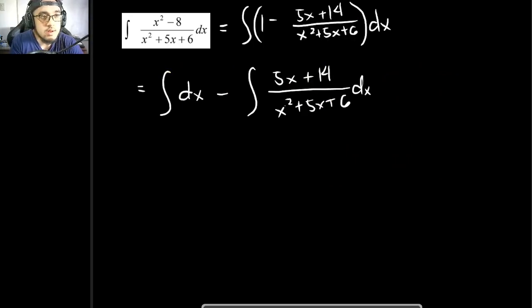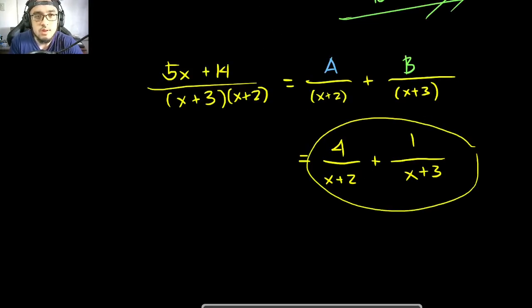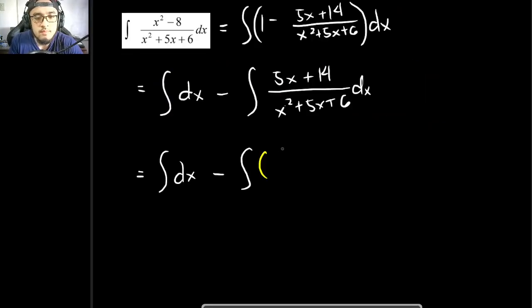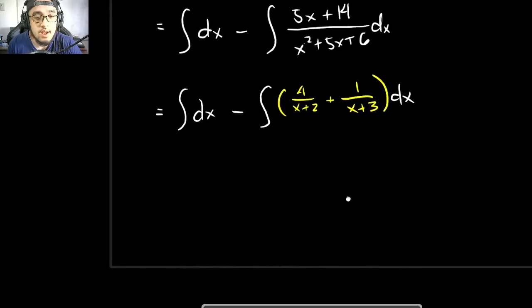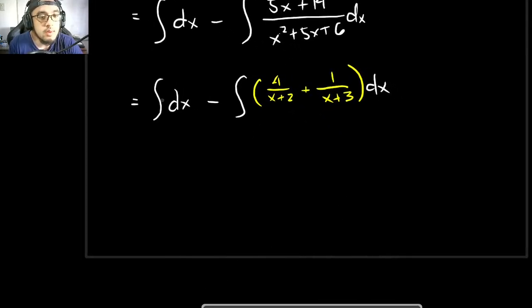So from that, this is now equal to, once again, the integral of dx minus the integral of our partial fraction form. Once again, that is 4 divided by x plus 2 plus 1 divided by x plus 3, times, of course, your dx. So now that we have this, let us solve for its integral already. Let's integrate it. What is the integral of dx? That is x, so x raised to 1 divided by 1, which is simply x.